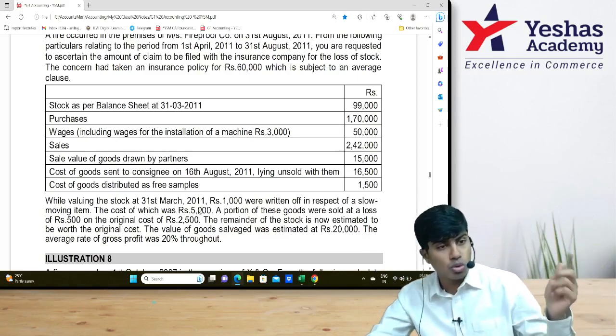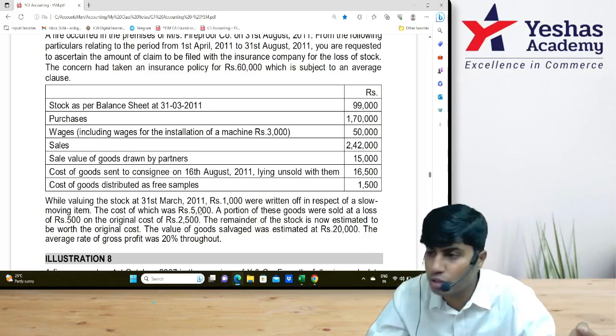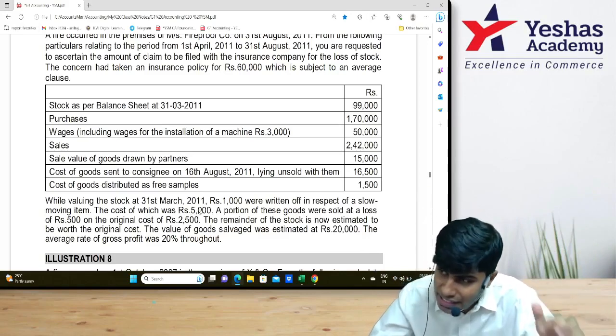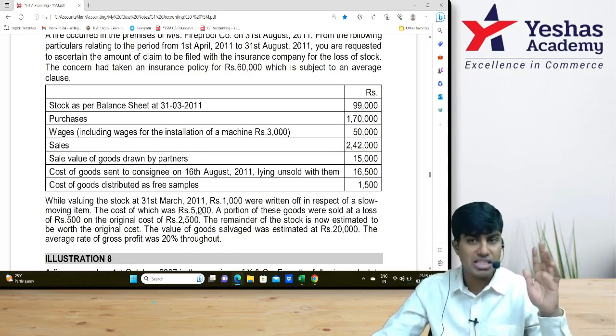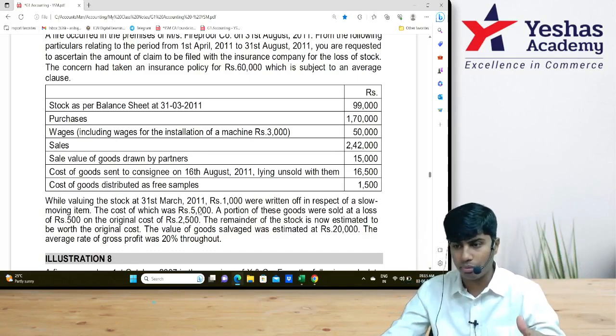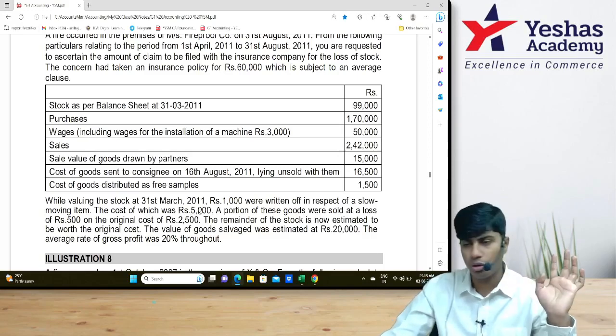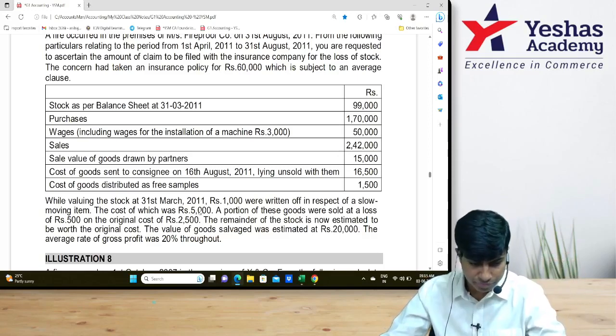Because if those goods are sold, that 5,000 worth of goods are sold, they might be sold at either lesser profit or even in fact at loss also. Got it? If there is sale of that, then we'll open 2-column memorandum trading. If there is no sale of that, we'll open only 1-column memorandum trading. Read it further.